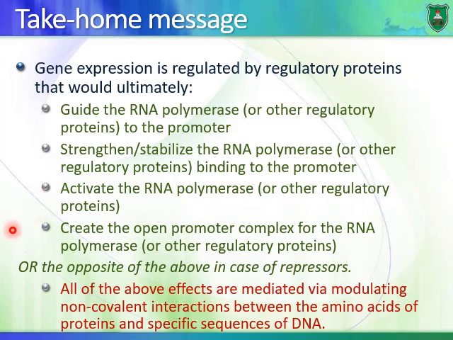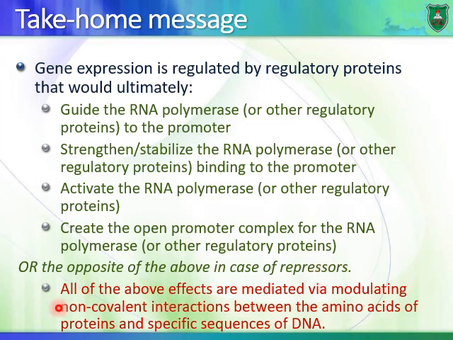These regulatory proteins can activate the RNA polymerase. They can also create the open promoter complex, facilitating transcription. Or these regulatory proteins, by the way, can do the opposite. So they can prevent the RNA polymerase from binding to the promoter region or other regulatory proteins. They can weaken this interaction or prevent it altogether. They can inhibit the RNA polymerase from moving forward and initiating transcription. They can create the closed promoter complex, or they can prevent the proteins that create the open promoter complex from working. So that's how repressors function.